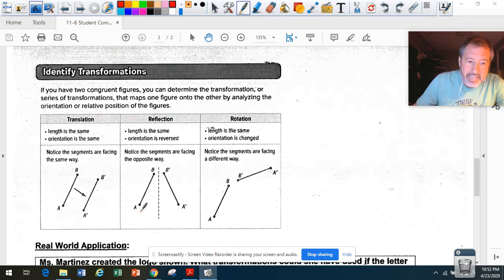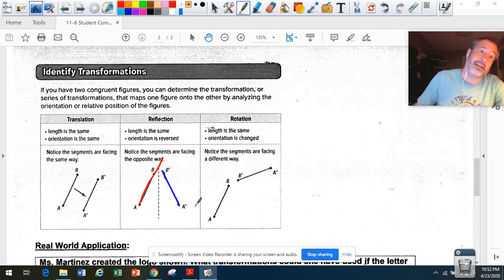We can say, hey, from A to B, it's pointing to the right. Or we can say, hey, it has a positive slope. It's going left to right. It's going up. Now look at this one here. From A prime to B prime, we can say, hey, this is a negative slope.